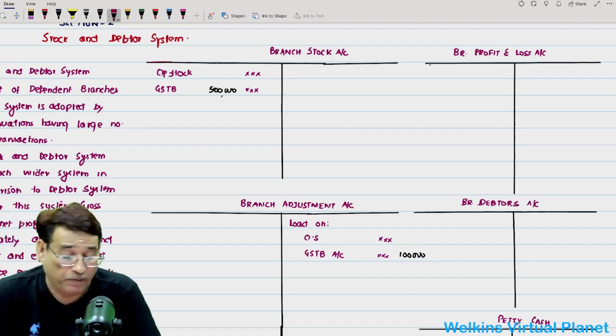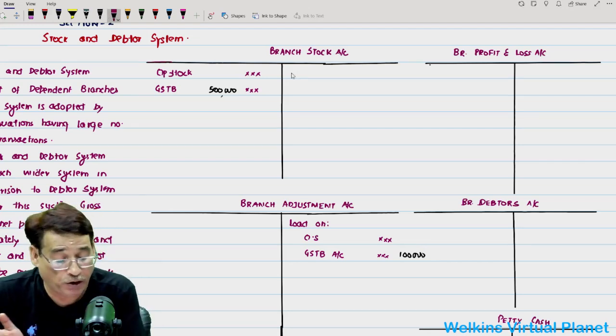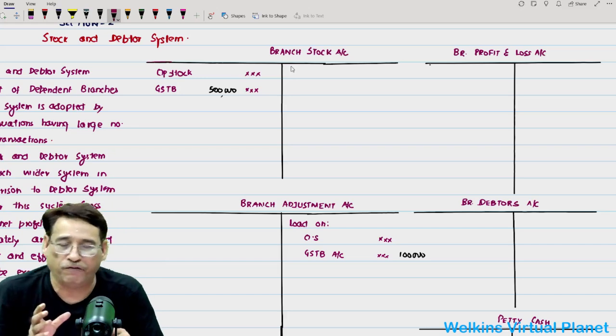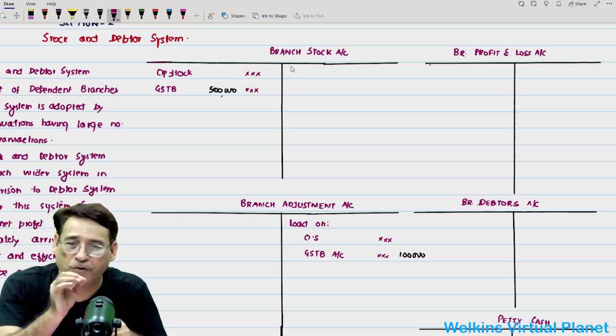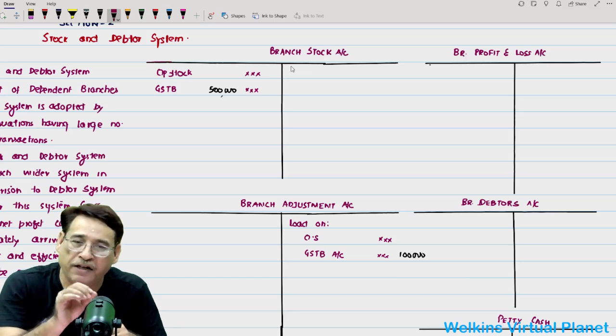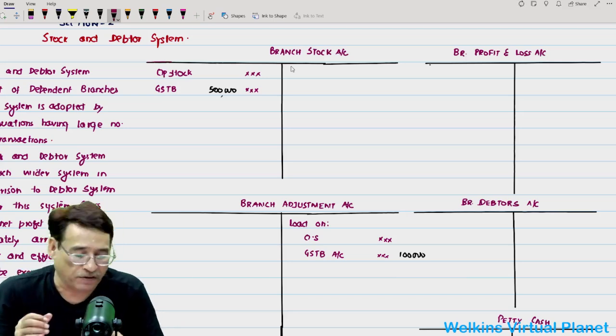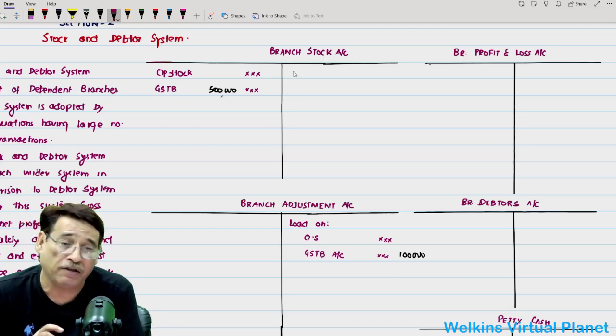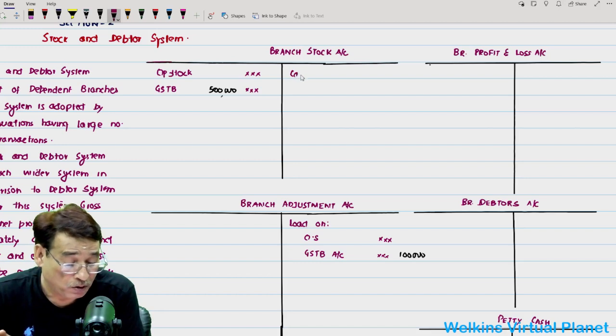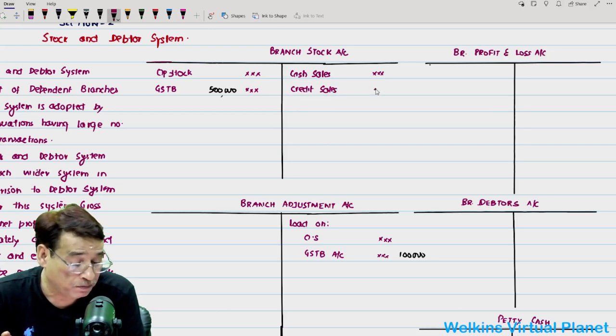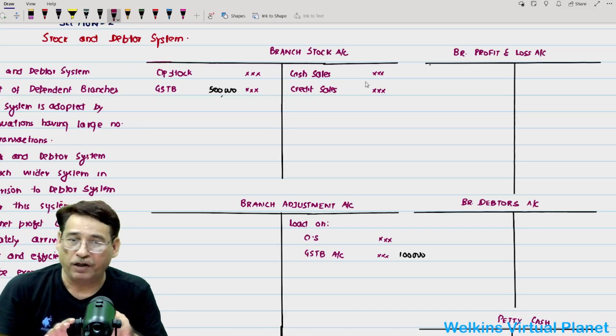Further, besides this, in the branch account, we are going to write the total amount of sales. If you remember, under the first system we used to prepare only the branch account, and in the branch account only cash sales used to be written. We never used to write credit sales directly, correct? In the first system. But in this system, we are going to write both cash sales and credit sales. So cash sales and credit sales, both will find place in the branch stock account. It is very important that both will find place here.